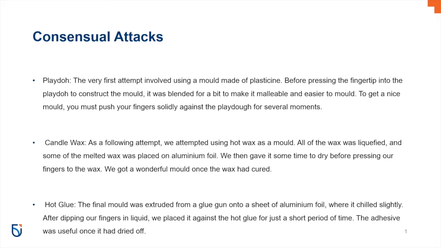And the next substance we used was hot glue. The final mold was extruded from a glue gun into a sheet of aluminum foil where it chilled slightly. After dipping our fingers in the liquid, we placed it against the hot glue for just a short period of time, and the adhesive was useful once it was dried off.